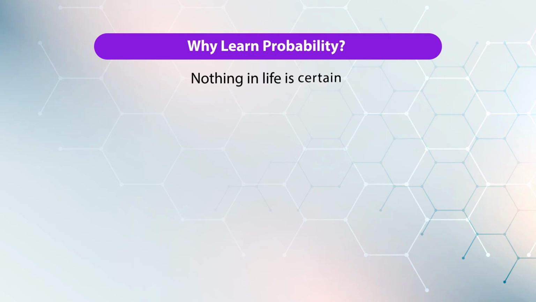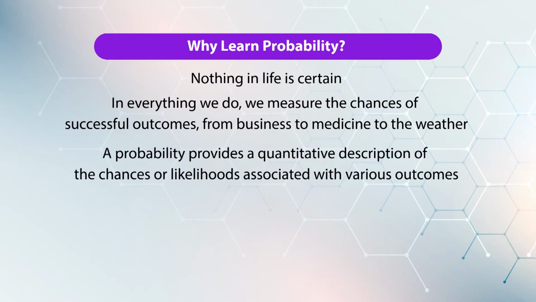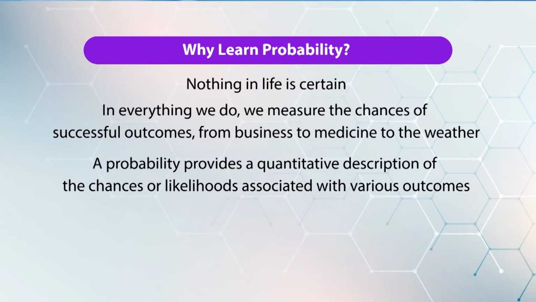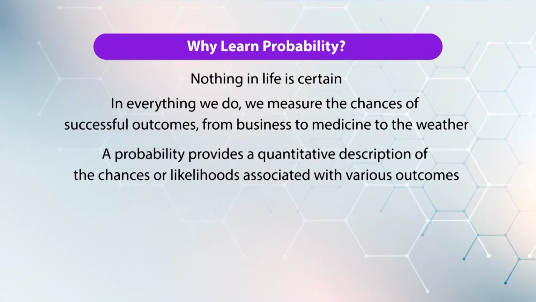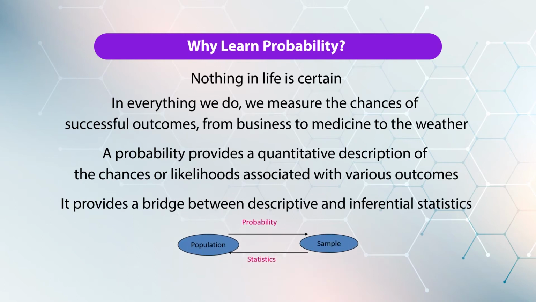Nothing in life is certain. In everything we do, we measure the chances of successful outcomes, from business to medicine to the weather. Probability provides a quantitative description of the chances or likelihoods associated with various outcomes. It provides a bridge between descriptive and inferential statistics.